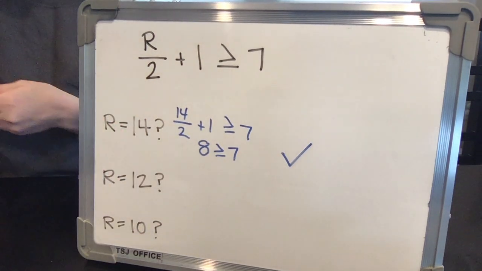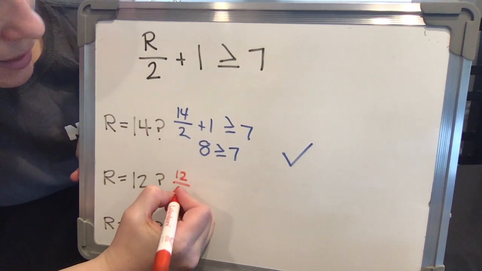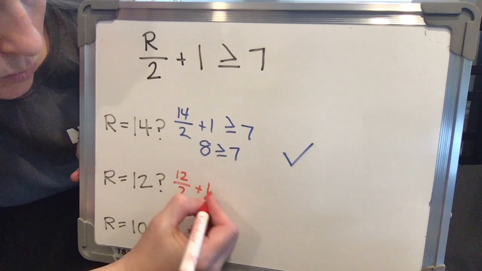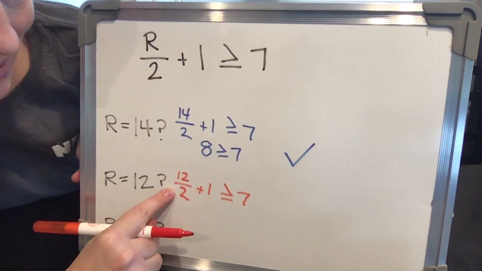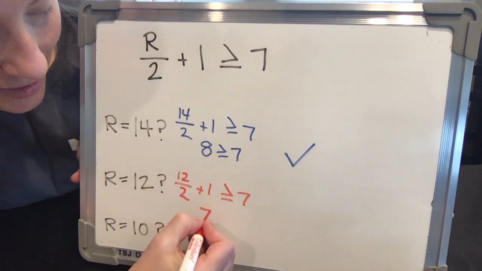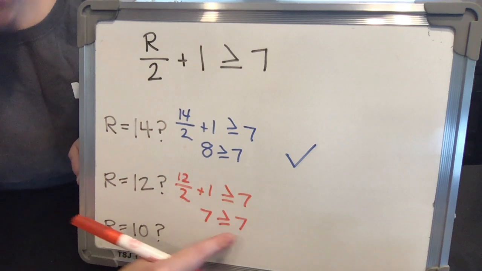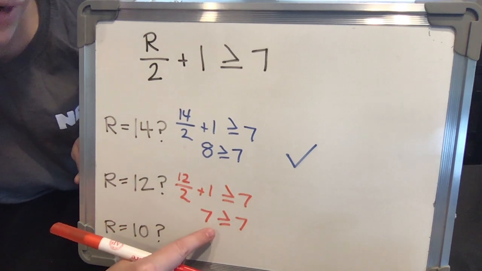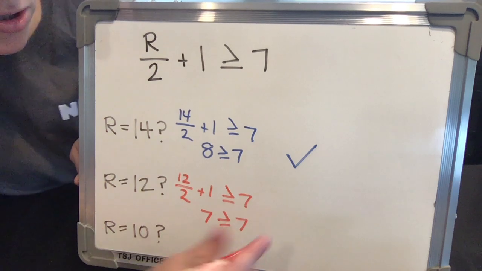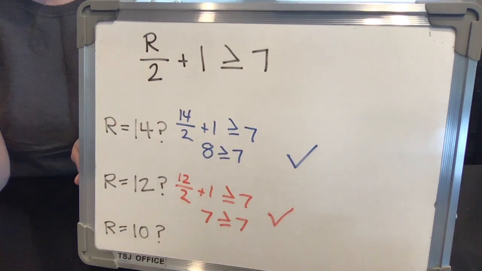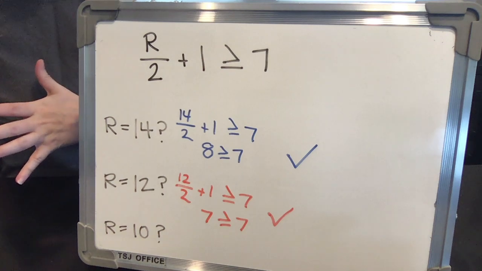Next, we're going to try r equals 12. So I'm going to substitute 12 and then divide by 2 plus 1 greater than or equal to 7. Okay, 12 divided by 2 is 6. 6 plus 1 is 7. And greater than or equal to 7. So is 7 greater than or equal to 7? Well, 7 is not greater than 7, but 7 is equal to 7. And so this would work because we had the option of being equal as well. So far we found 2 different solutions that both work.